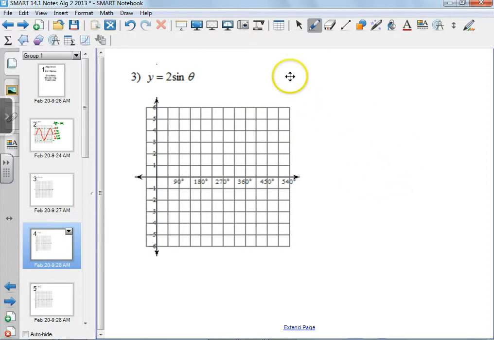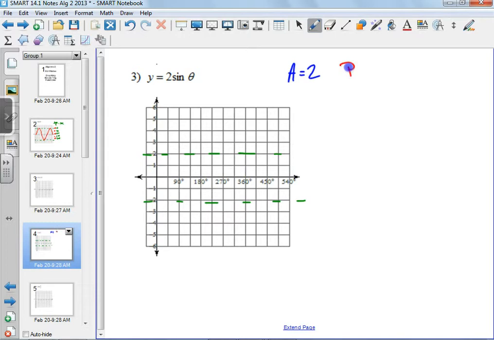Okay, so talk to me about my amplitude. What is going to be my amplitude in number 3? It's a 2. So first thing I'm going to do is at 2 and at negative 2, I'm going to draw in kind of a boundary line. And of course my center line's at 0. He's smack dab in the middle of it. I measured in degrees again.